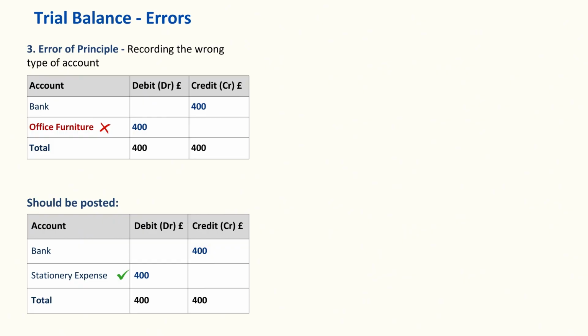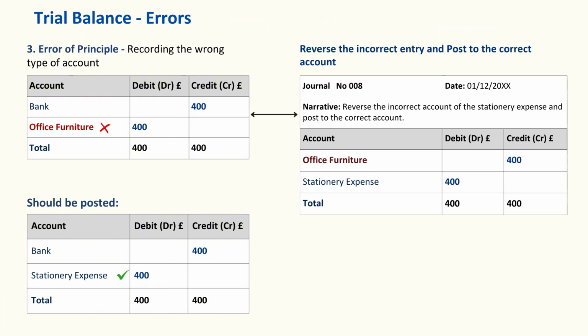To correct this error, we will remove the incorrect entry and post the correct entry. Since bank is correct, we don't reverse the whole entry. We simply credit office furniture £400 and debit stationery expense £400. Bank remains untouched because it was correct. We fixed only what was posted incorrectly.